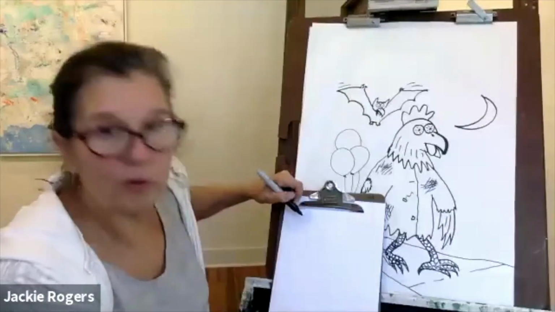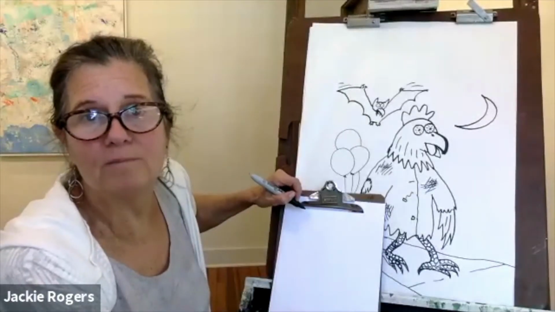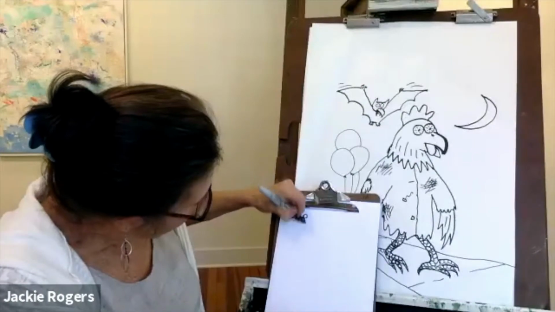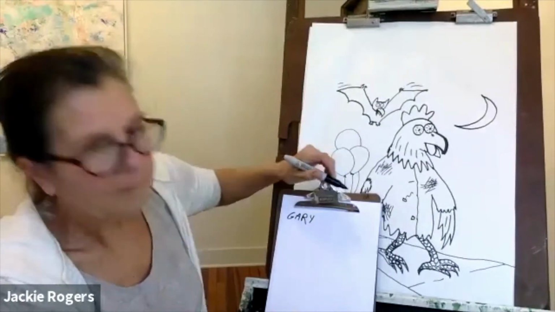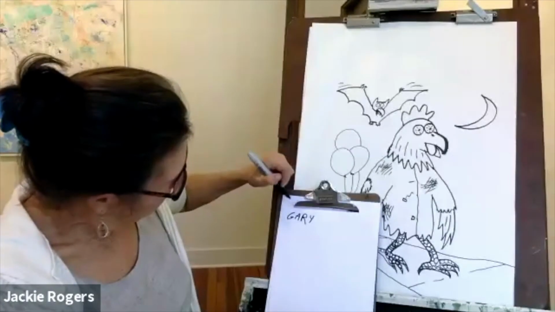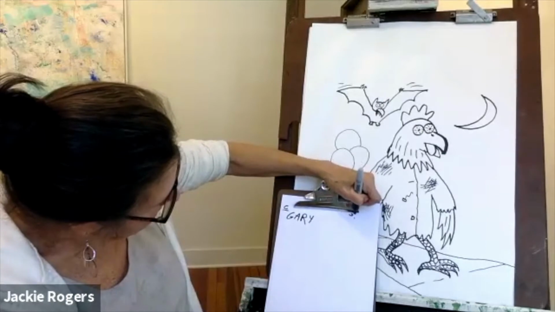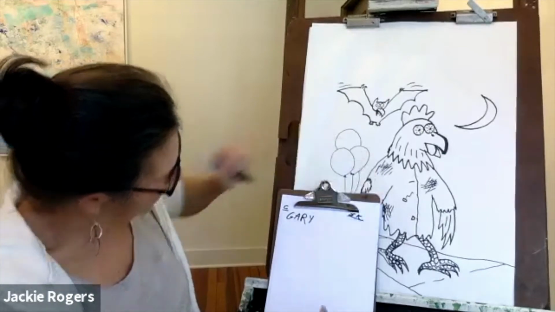Gary the zombie chicken. Gary, and we're going right for the title. Is that what we're doing? Well, no, just the name. Okay. Gary. Gary is the sidekick. No, the chicken. Oh, okay. All right. So the chicken is over here, and the sidekick, SK, is over here.